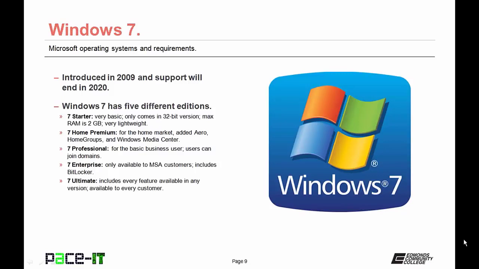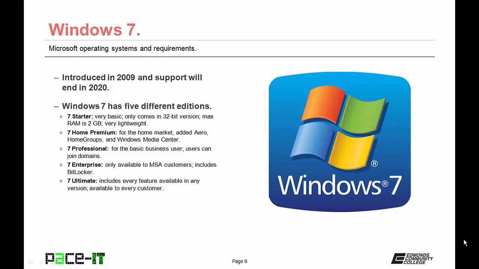7 Home Premium was for the home market, and it added Aero to the desktop. It also had home groups, which is an easier way of networking than work groups, and Windows Media Center. 7 Professional was for the basic business user, and the main benefit here is that users can join domains and are not just left with home groups or work groups.